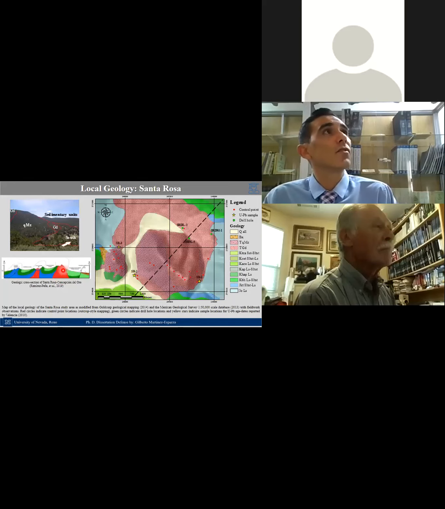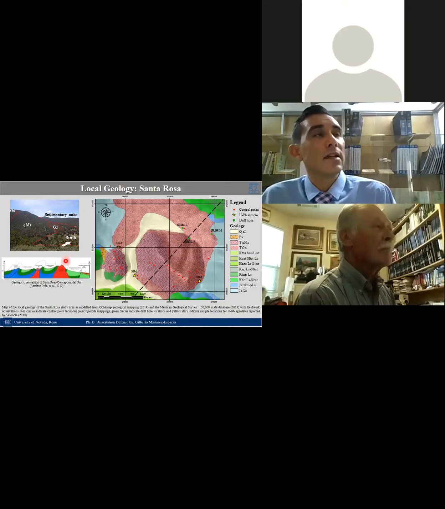For the Santa Rosa study site, we have the same configuration. We have the core of the anticline in the center of the study area, formed by the Zuluaga Formation.